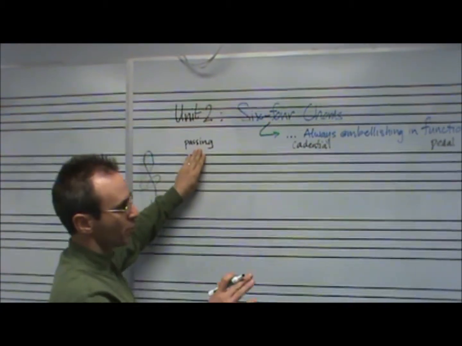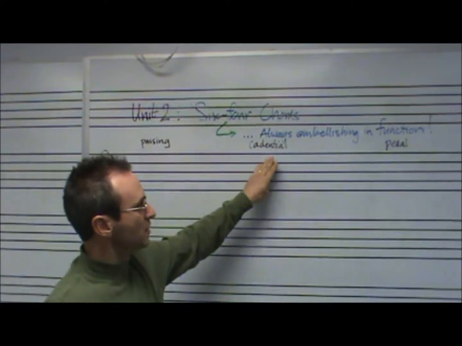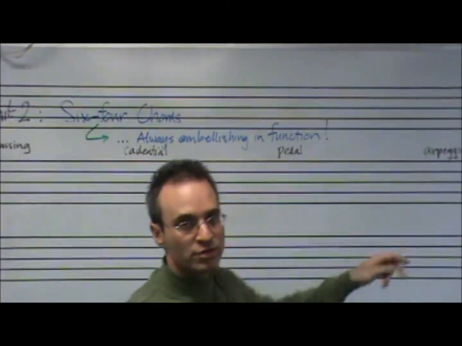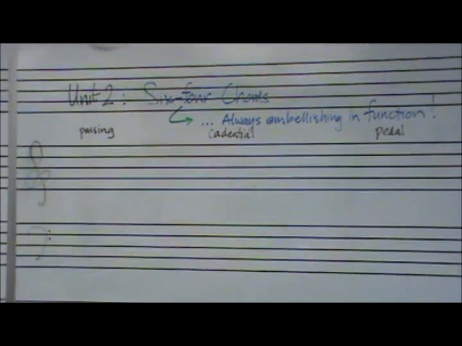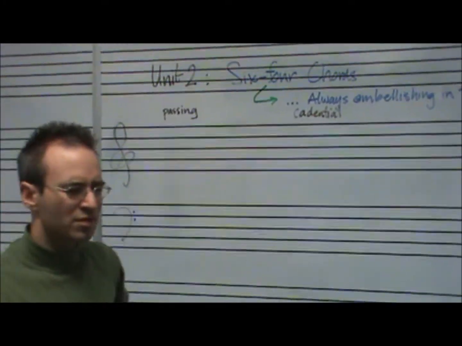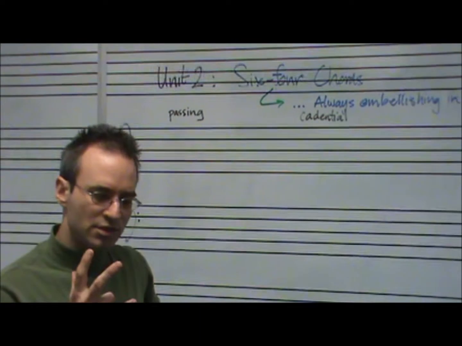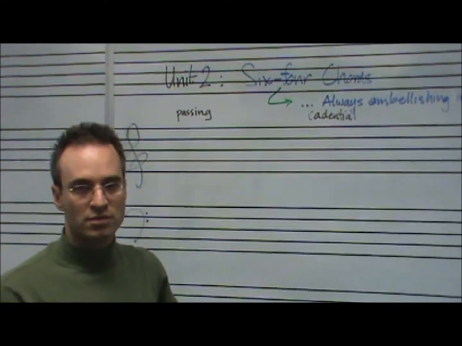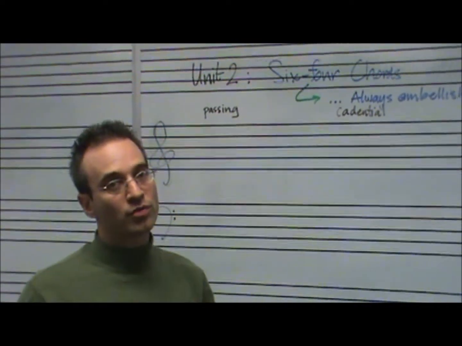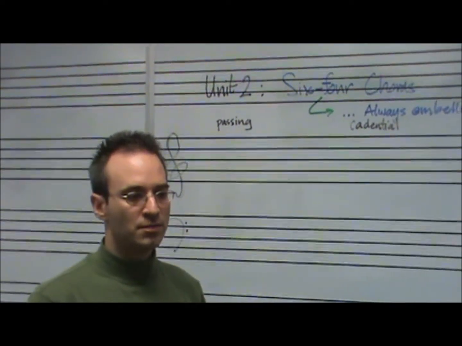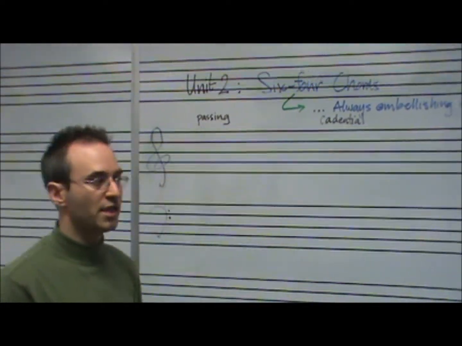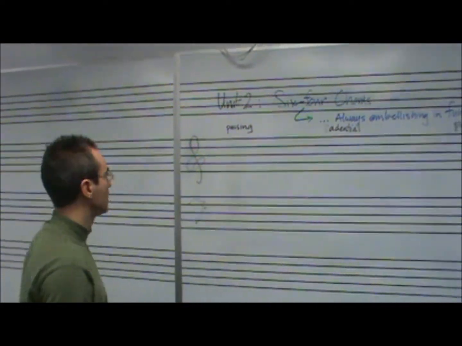So in this case, we're going to start with passing. Let me list these before we get going here. Passing, cadential, pedal, and arpeggiating. Those are the kinds of 6/4 chords. We usually learn these in Theory 1 as just yet another inversion, almost on a par with 6/3 position chords, in other words, first inversion. But the truth is that they are so unstable that they're tipsy.